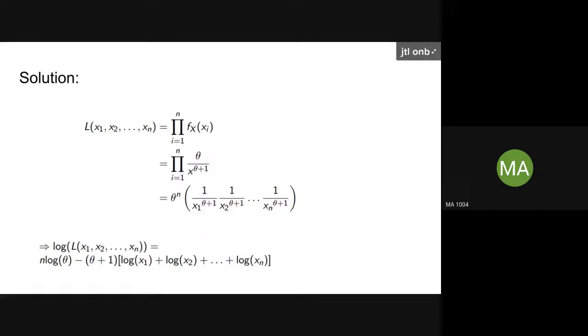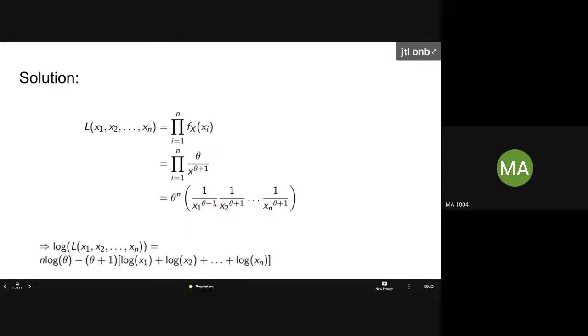So the product will be like this: theta by x1 to the power theta plus 1 will be the first value, times theta by x2 to the power theta plus 1, times theta by, like this, and it will go till theta by xn to the power theta plus 1. If I take the numerator thetas' product, it will give me theta power n. So theta power n times 1 by x1 power theta plus 1, x2 power theta plus 1, and so on.